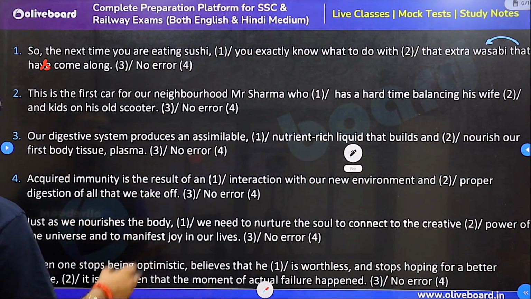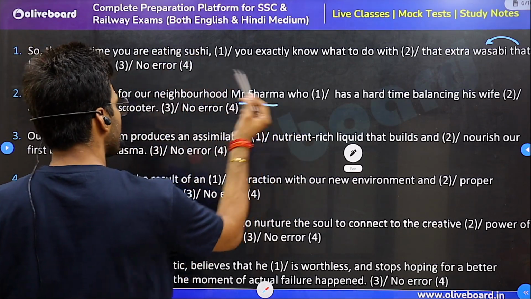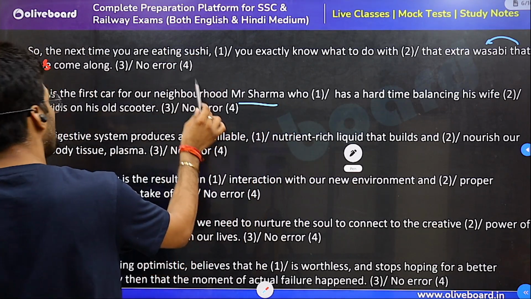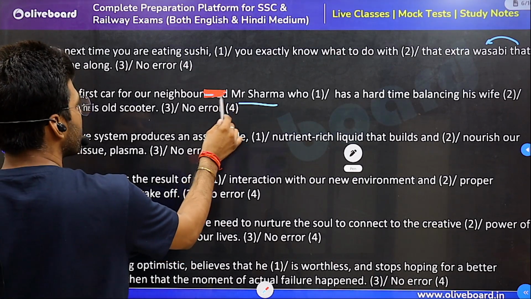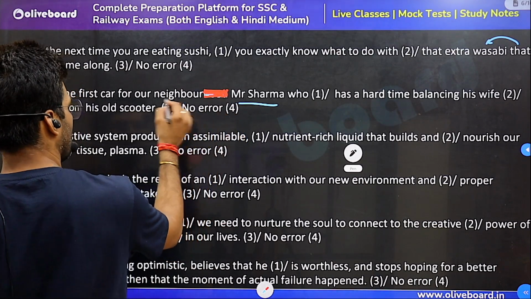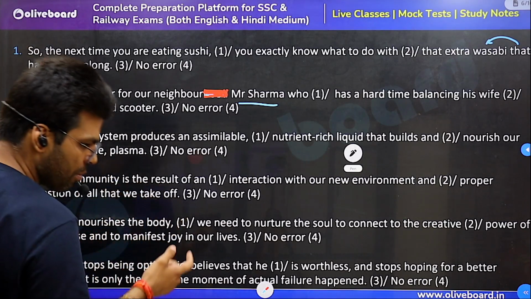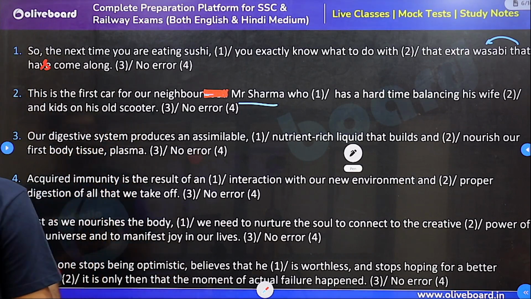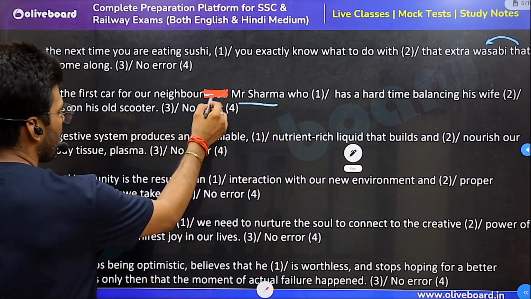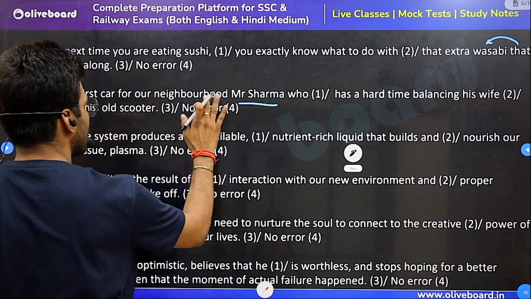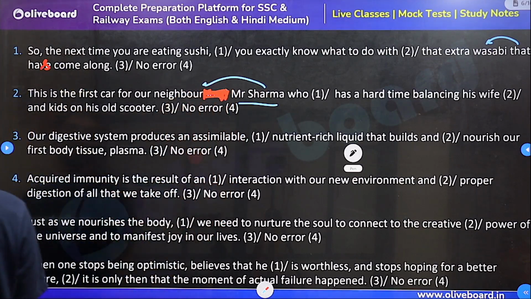This is the first car for our neighborhood, Mr. Sharma, who obviously will be a person, and a person can't be called neighborhood. That has to be my neighbor. Human beings don't have this hood suffix. Abstract qualities have. Neighborhood. Robin Hood, don't say I was thinking about that. So this is the first car for our neighbor, Mr. Sharma. We can put a comma in between, but hood, no. That's the abstract quality. We are talking about the concrete person here, neighbor.